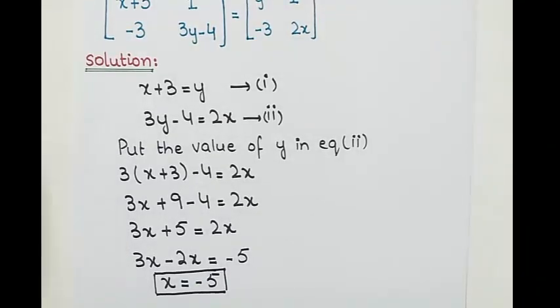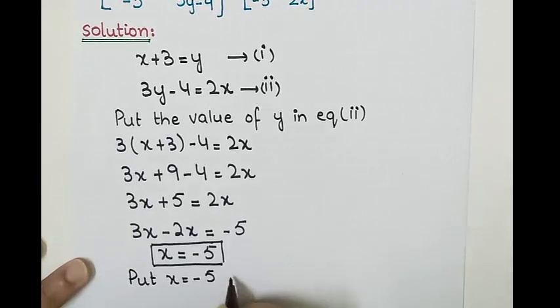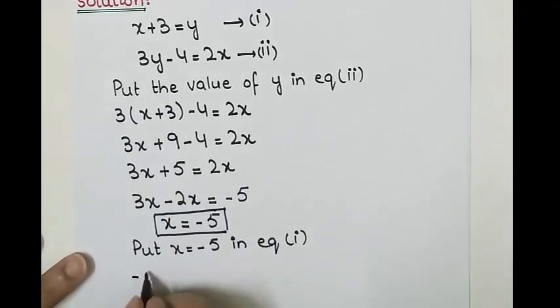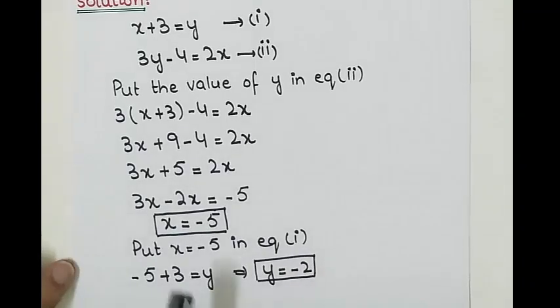Now we will put this value of x in equation number 1 in order to get the value of y. The value of x is minus 5 plus 3 equals y. So we have y is equal to minus 2. So this is the value of x and y respectively.